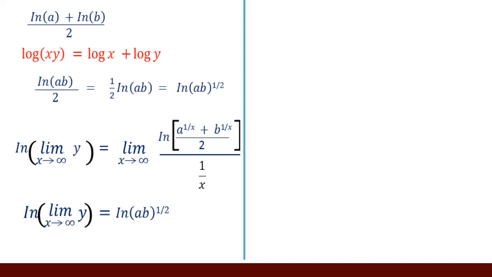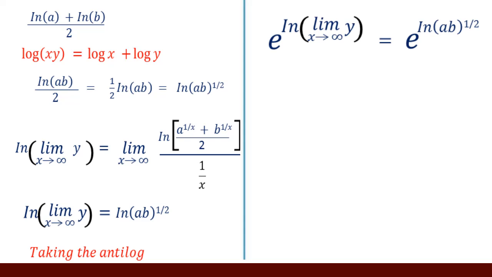From the beginning, we took the natural log, right? From here now, we are going to remove the log by taking the anti-log. By taking the what? The anti-log. How do we take the anti-log on both sides? We are going to simply say it is the same as e raised to the power of what we have. E raised to the power of, in our left hand side, we have ln, open bracket, limit as x approaches infinity y is equal to, in our right hand side, e raised to the power of ln AB raised to the power of 1 over 2.